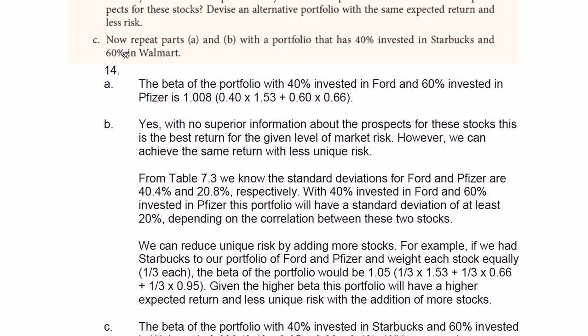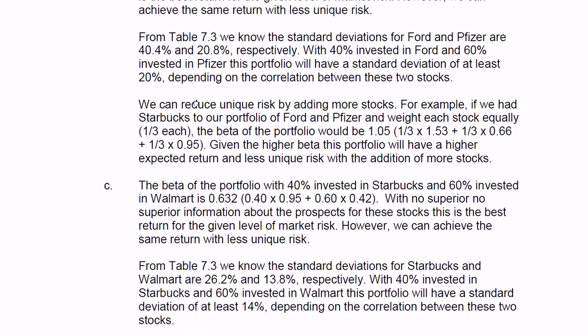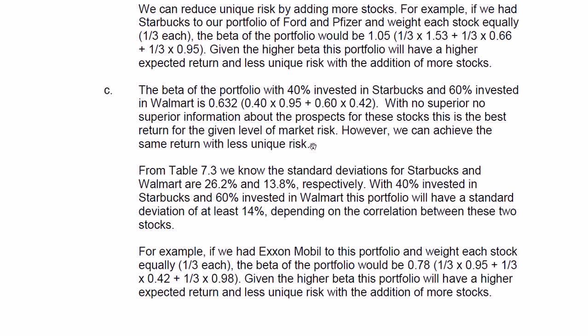Question C. Now repeat parts A and B with a portfolio that has 40% invested in Starbucks and 60% in Walmart. The logic is almost the same. The beta of the portfolio with 40% invested in Starbucks and 60% invested in Walmart is 0.632, which is the weighted average of these two. And with no superior information about the prospects of these stocks, this is the best return. But we can achieve the same return with less risk.